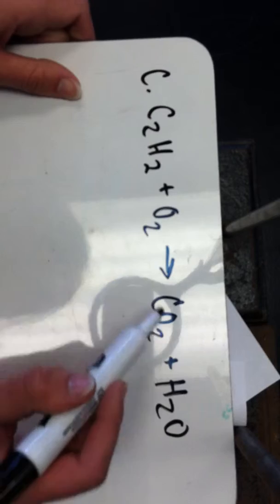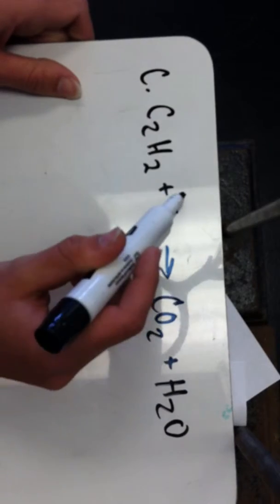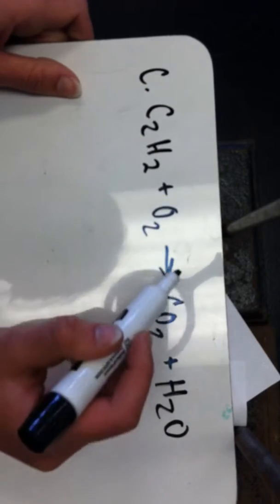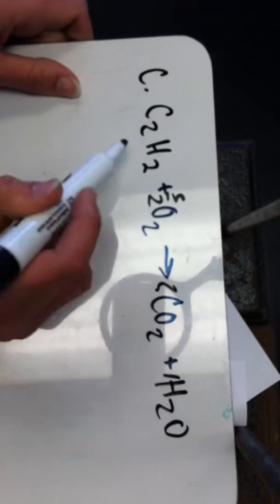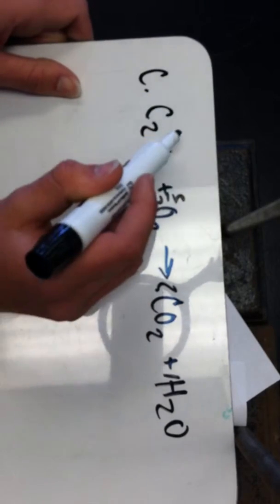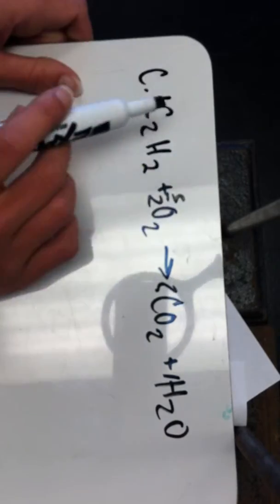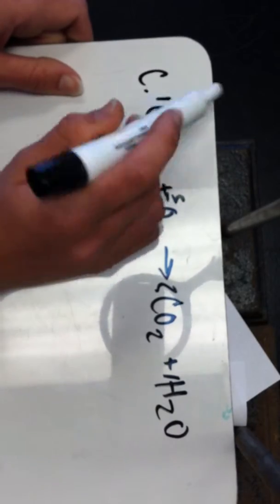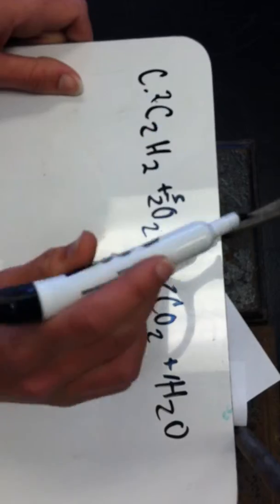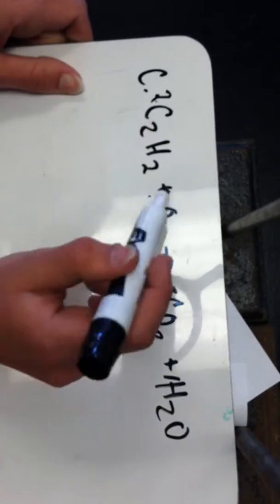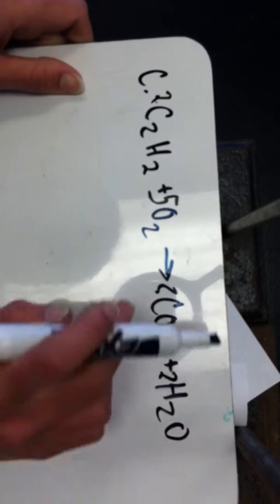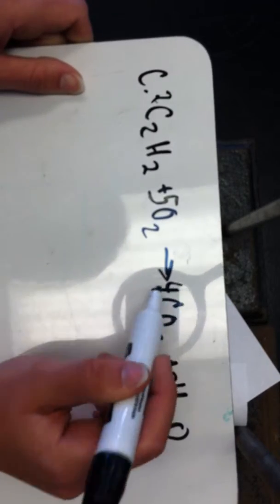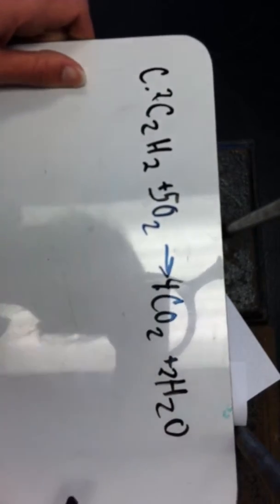And to balance it, you will need a 2 here, 1, 5/2, and a 1, and then you have to double everything. And so this becomes a 2. Oops. This becomes a 5. This becomes a 2. And this becomes a 4, so you get whole number coefficients. And that's it for that one.